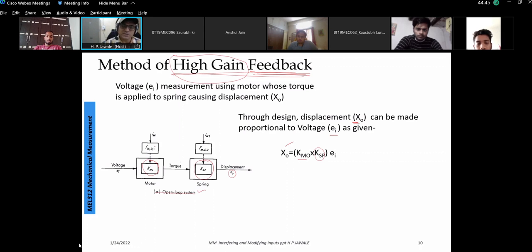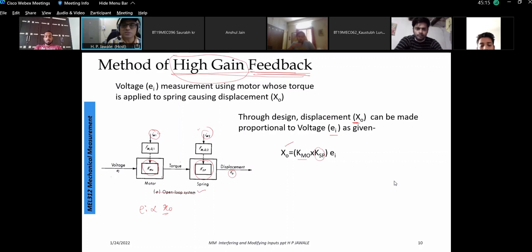Now in this, what has happened? If there is some modifying input or interfering input, it is going to modify the signals because of modifying input 1 and modifying input 2 at two different elements. It will alter the signals. So ideally, say for example 20 volt is there, that should be proportional to the displacement. What I desire is EI proportional to the value of XO, but because of the modifying signals, this will be altered, and in that condition it will be something else.